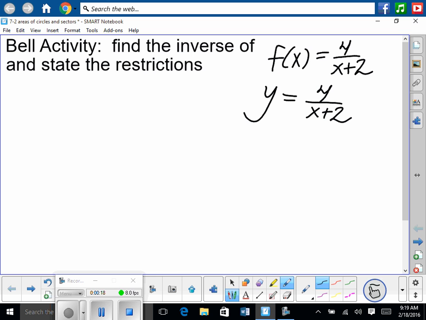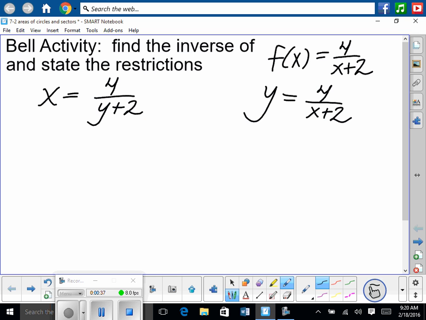Now when finding an inverse, we switch x and y. Wherever there's an x, I write a y. Wherever there's a y, I write an x. So we have x is equal to 4 over y plus 2. Correct, everybody? Second step is algebra. Solve for y, right? Get y all by itself because then we have a function. Y equals something. So let's do this algebraically.